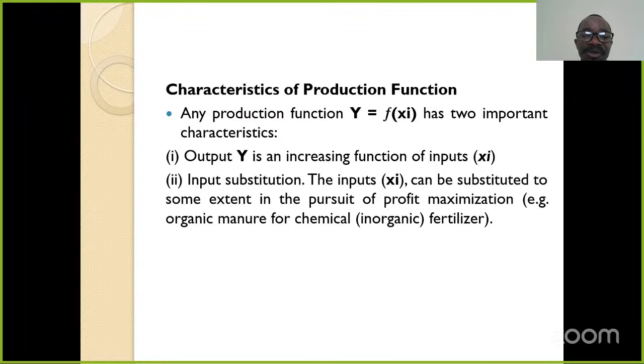There's also another characteristic, which is input substitution. That means the inputs can be substituted. I'll give the same example in the agriculture industry, where we have chemical fertilizers and organic fertilizers. So you can choose to substitute, instead of using chemical fertilizers, you use organic fertilizers and see what will happen to the output.